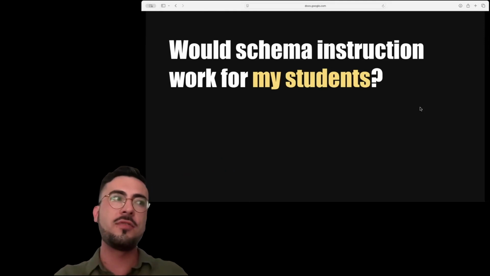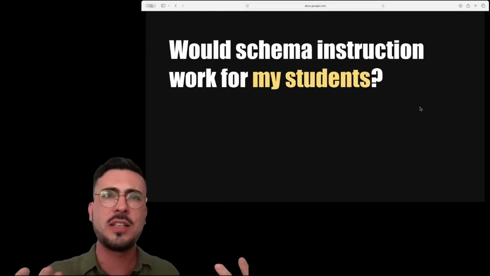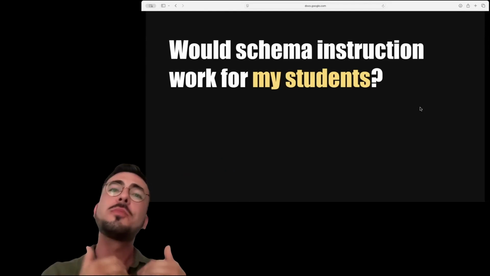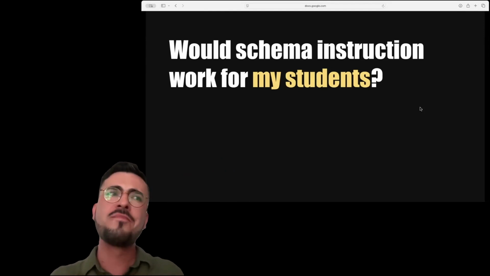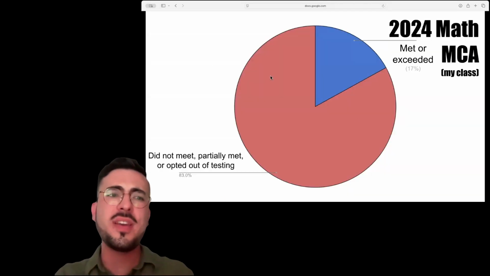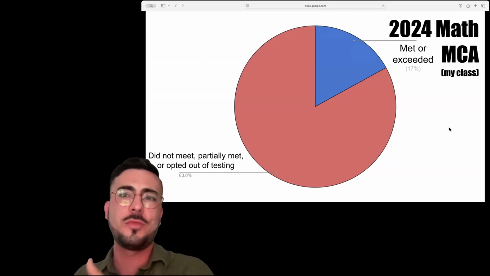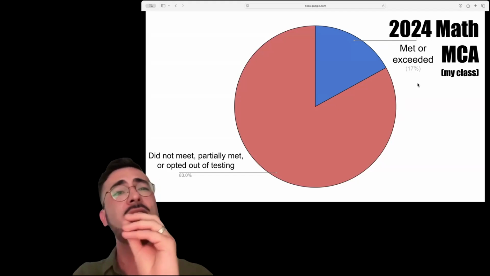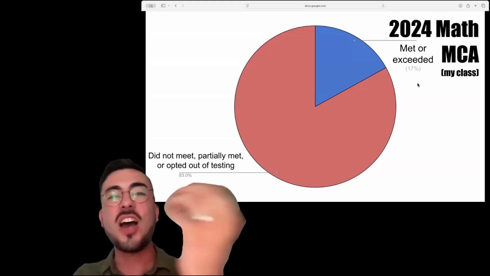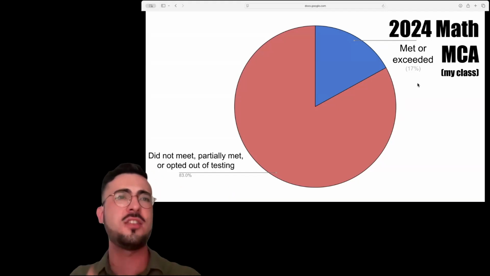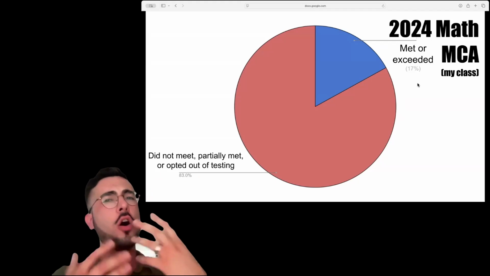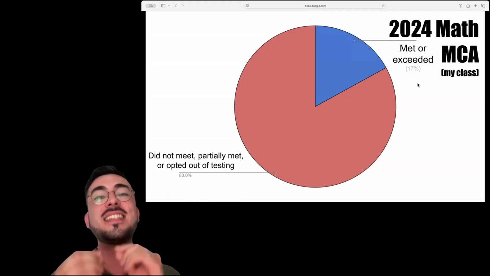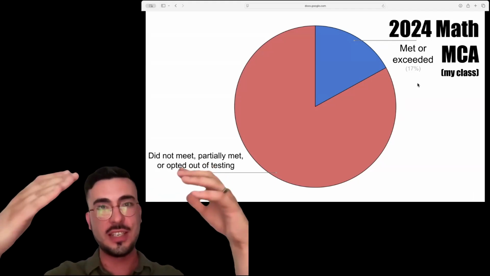But I wanted to spend the rest of this presentation sharing some ideas from my experience of how I made this work in one specific classroom. So, we can start with that data. In 2024, only 17% of my students were proficient in math. And I thought I was doing so many things right. Explicit instruction, retrieval practice, all of these things. And it didn't seem to be working at the proficiency level.